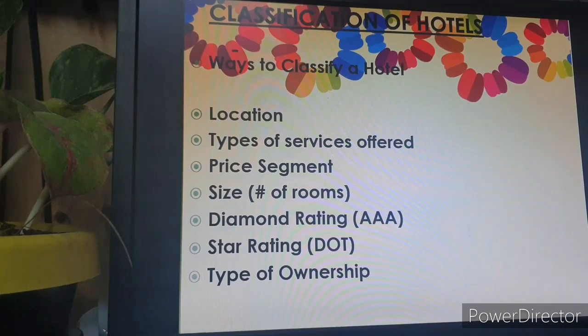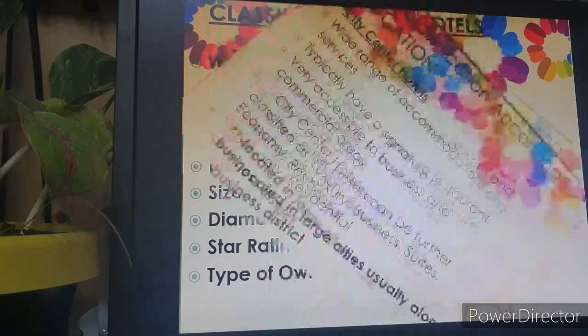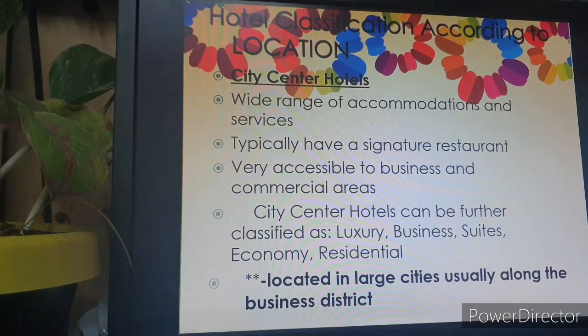The price segment, there are 5. Size or number of rooms, we're talking about the hotel size. Diamond rating, we have 1 diamond to 2 and 3 diamonds. Star rating from the Department of Tourism, and of course the type of ownership. So first, let's start with the first one, hotel classification according to location.